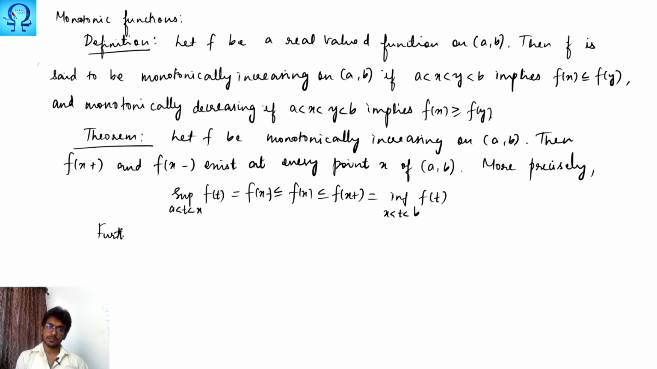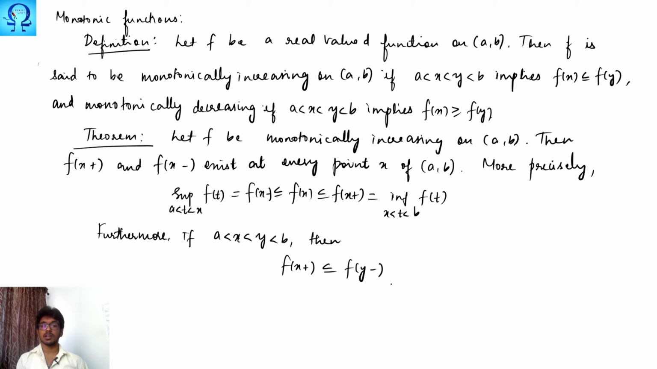Furthermore, if a less than x less than y less than b, then we'll have f of x plus is smaller than or equals f of y minus. Here you notice that x is smaller than y, but f of x plus is smaller than or equals f of y minus. These are the things that we are going to prove in this theorem. Let us see the proof now.